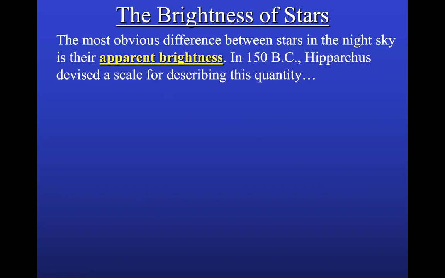Right. Now the first one is the brightness of the star. So I guess we have time to continue. The brightness of the star probably is the most obvious thing that you will see up in the sky, because you can differentiate the brightness between stars.